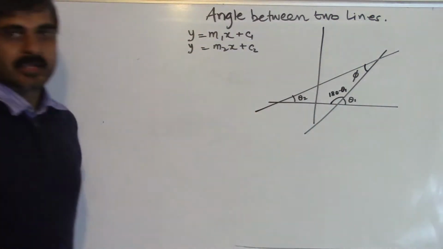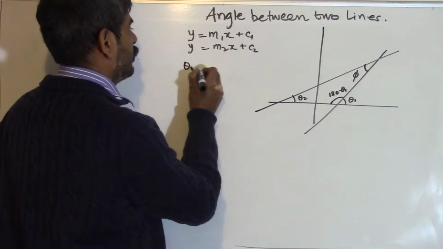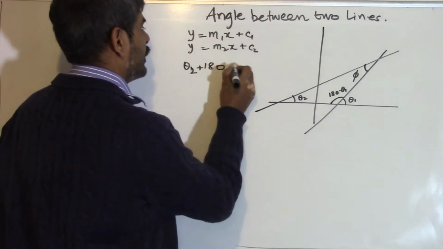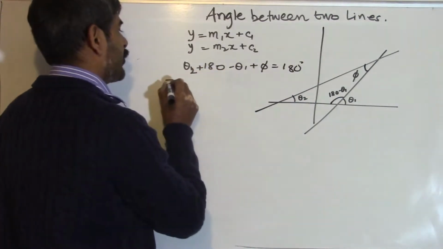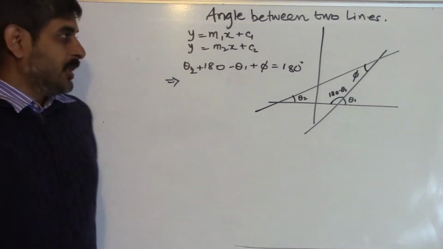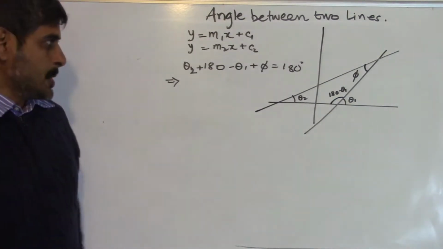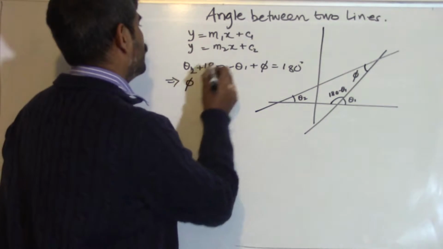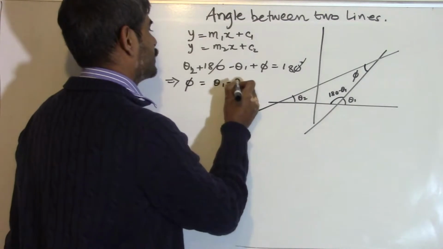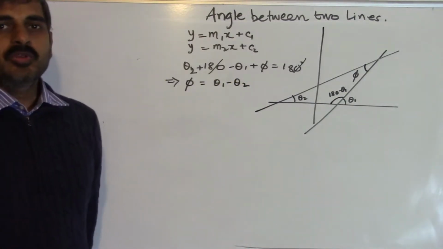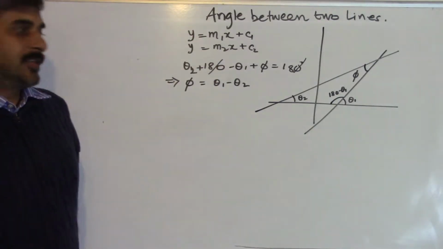and the sum of these three angles is 180. So theta 2 plus 180 minus theta 1 plus phi is equal to 180 degrees, and from here we can find the value of this angle between these two lines in terms of theta 1 and theta 2. So phi will be equal to theta 1 minus theta 2. We don't know the values of theta 1 and theta 2, but we know the values of tan theta 1 and tan theta 2.